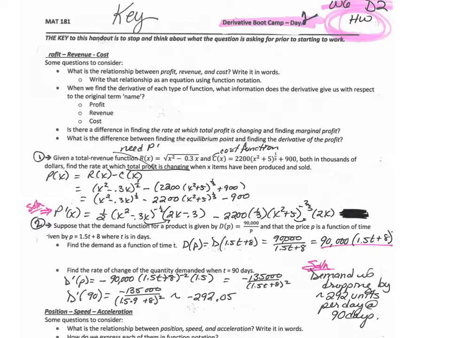Let's take a look at the solutions to derivative bootcamp day 2 handout. And the first question, we are looking at a total revenue function. So here's revenue, and here's the cost function. Don't forget the plus 900, both in thousands of dollars. You're looking for the rate at which the profit is changing. They don't give you profit, so you've got to create that profit function because we want P prime.